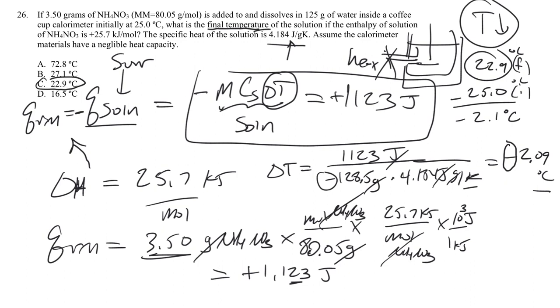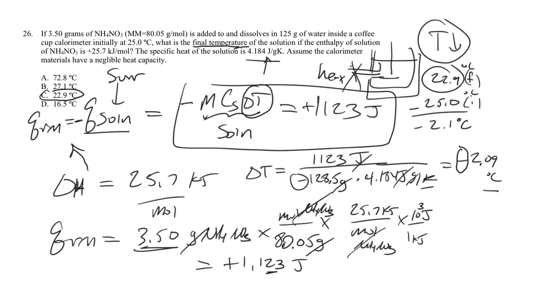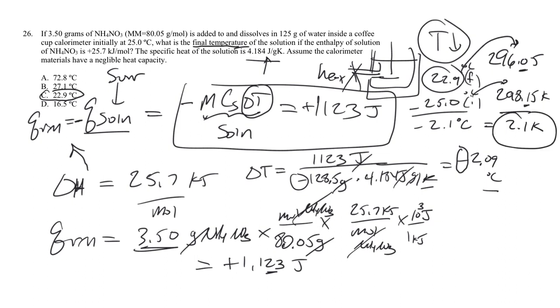Circle it real quick. But then let's also address the fact that we could have converted 25.0 to Kelvin. That would be 298.15 Kelvin. 22.9 over to Kelvin, 273.15 added to it is 296.05. Good to this placeholder here, but I do 296.05 minus 298.15. I get 2.1 Kelvin. So if I convert these to Kelvin and take the difference, I get the same difference in temperature.